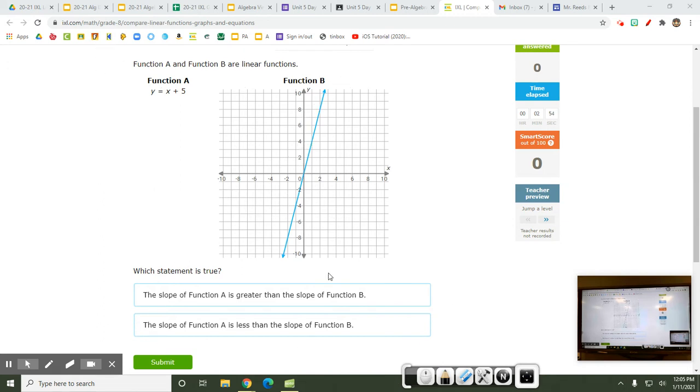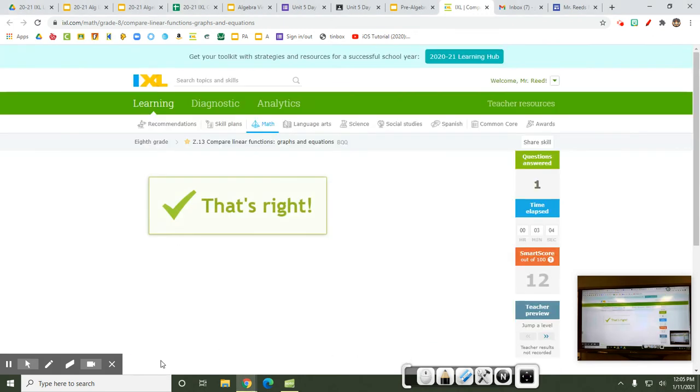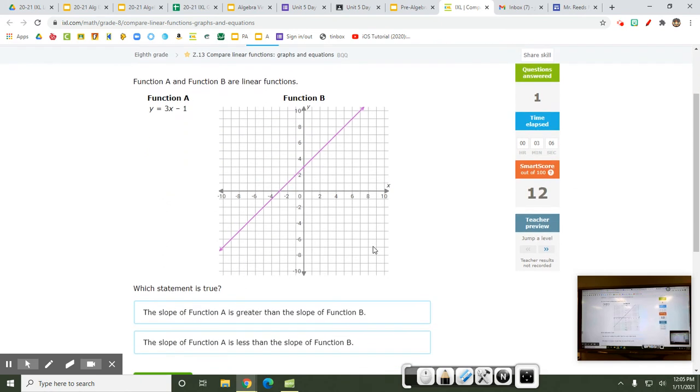If I graph A, it would look something like this. It would just go up 1 over 1, up 1 over 1, up 1 over 1. The graph would kind of look like that. Okay, so our answer is this. That's right. So again, function A and function B are linear functions. We're just looking at which statement is true.